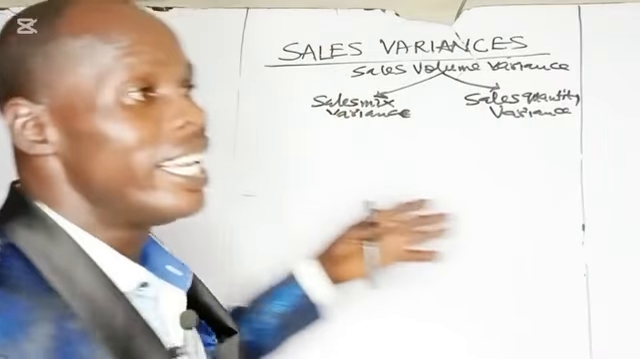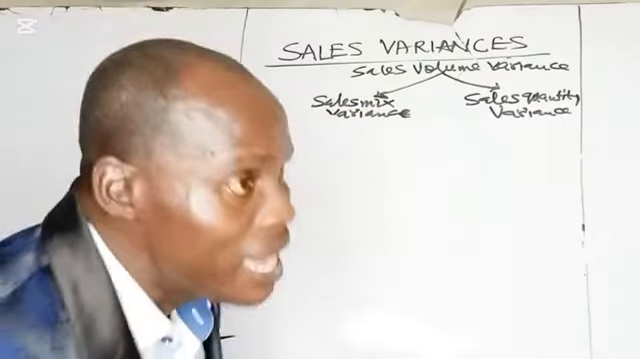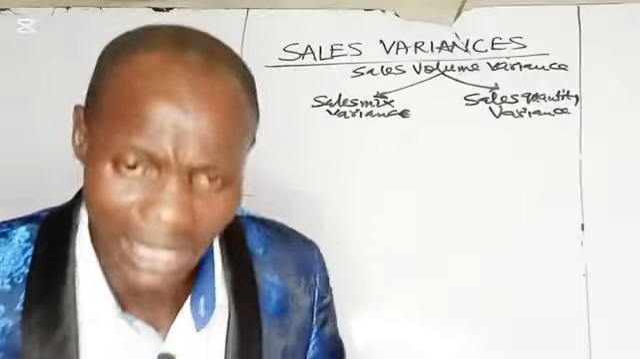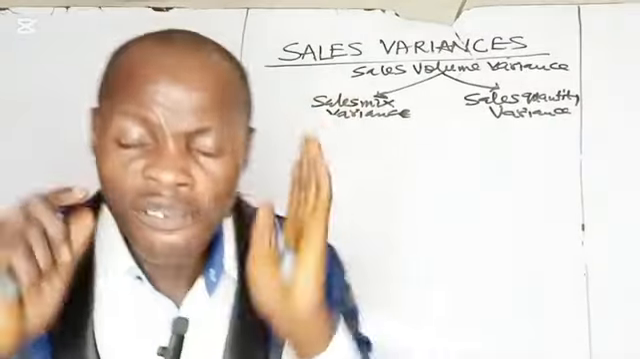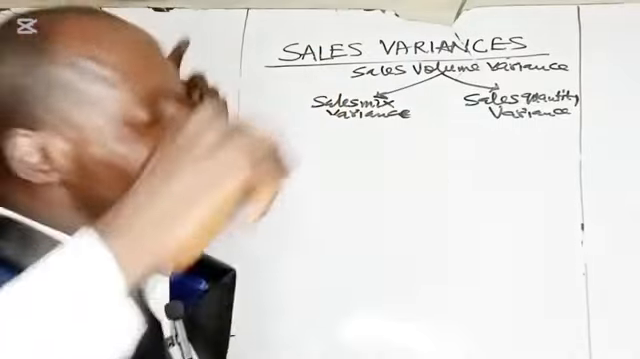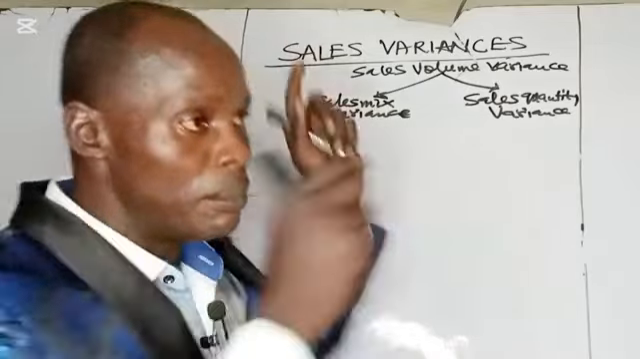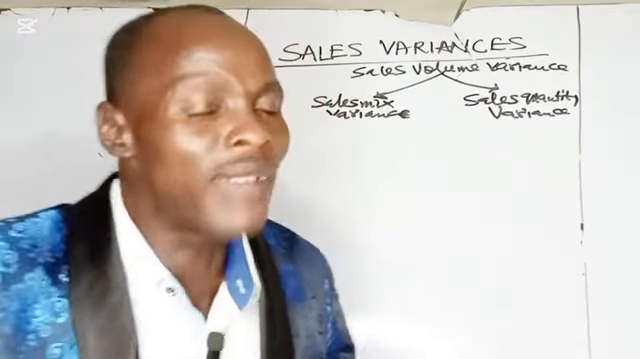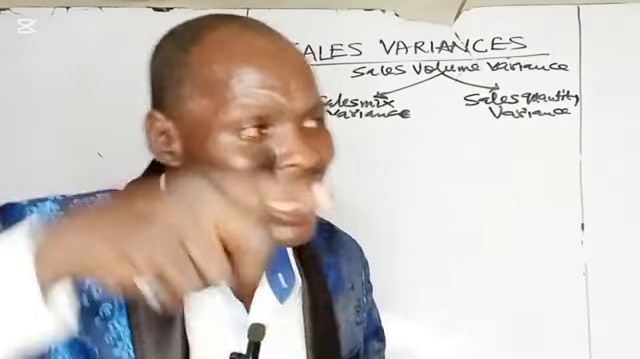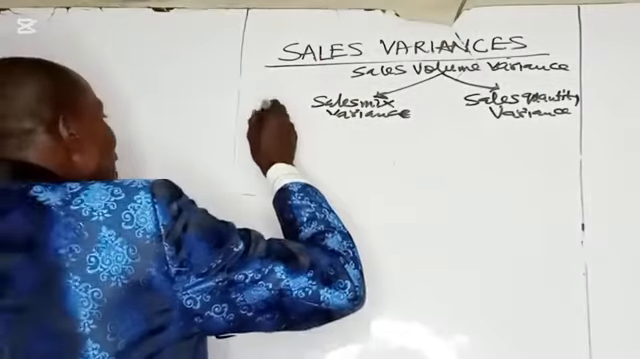Sales mix variance indicates the effect on profit of changing the mix of actual sales from the standard mix. I repeat, sales mix variance indicates the effect on profit of changing the mix of actual sales from the standard mix.